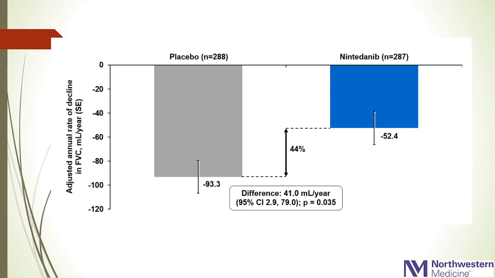So this is looking at the forced vital capacity, the loss of forced vital capacity per year in this study. So in the placebo group, about 93 cc's. In the group that received the medication, about 52 cc's. So this is not a huge annual change in lung function loss. It's quite small. But the thing is, it's cumulative over time.